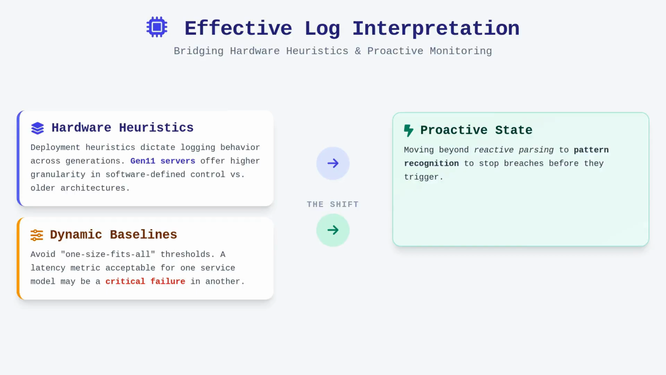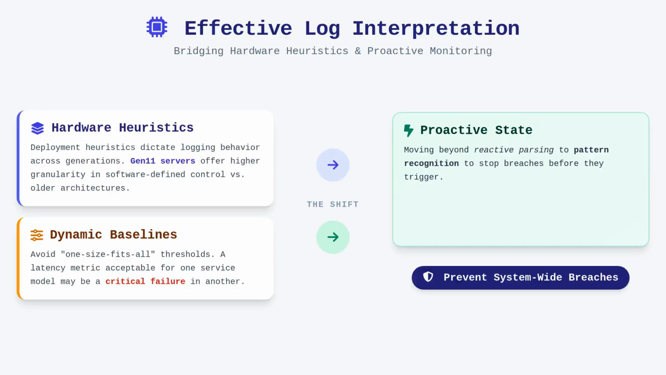The goal is to move from reactive log parsing to a proactive state where you recognize patterns before they trigger a system-wide breach. This requires a deep comprehension of how API utilization facilitates the collection of log data into centralized monitoring tools.